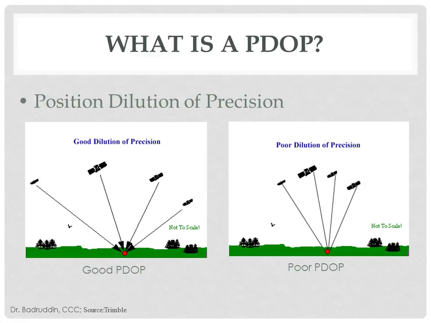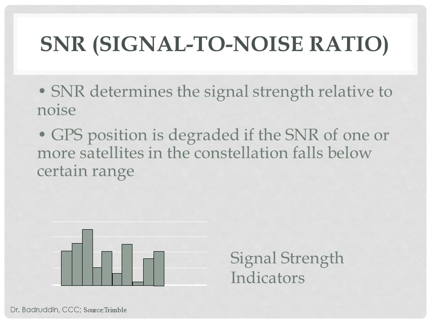Positional dilution of precision, or PDOP-related errors, exist when you have a poor PDOP rating. A poor PDOP rating results because satellites are not spread relative to the receiver in an effective manner. So if the satellites are in effect bunched up together relative to the receiver, you will expect to have a poor PDOP and thus potentially could have errors. Signal-to-noise ratio determines the signal strength relative to the noise. GPS position is degraded if the SNR of one or more satellites in the constellation falls below a certain range. Signal indicators are found on GPS units, such as the bars that are shown at the bottom of the screen.